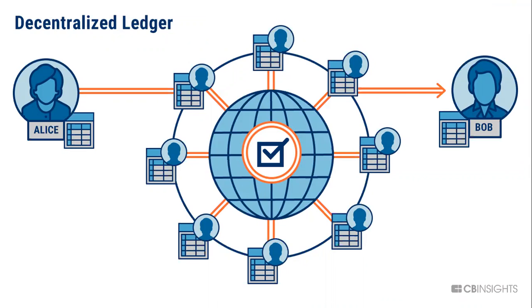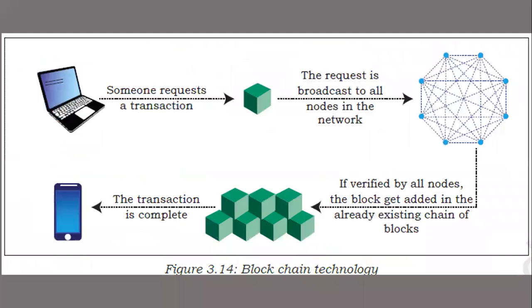If it's a decentralized ledger, then people will not know what's happening. Someone will request a transaction. The request is broadcasted to each and every node in the network. This request is verified by all the nodes, and then the block is added to the existing chain of blockchains, and that is when the transaction is considered complete.